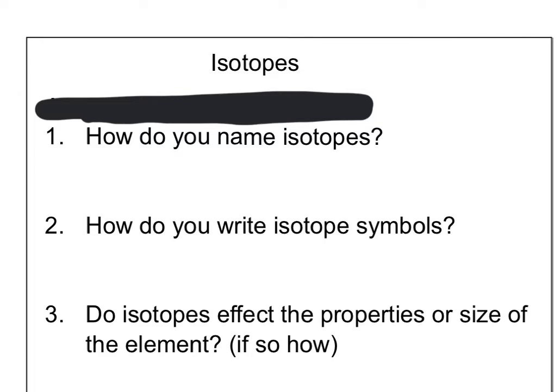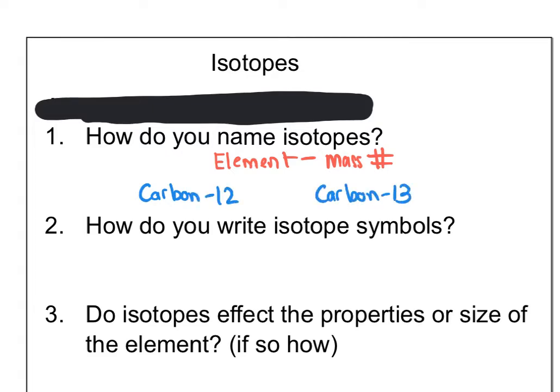So let's dive a little deeper into isotopes. How do we name them? Well, an official isotope name will be the element name, dash, and then we'll put the mass number. So for example, we have the isotope carbon-12 and the isotope carbon-13. How do we write the symbol then?